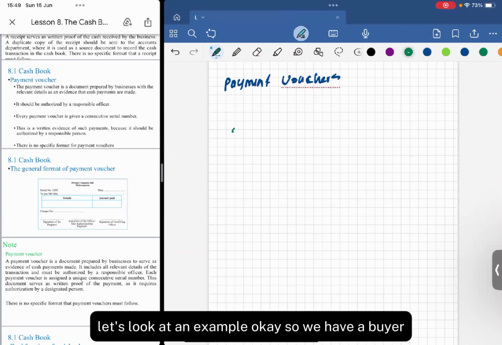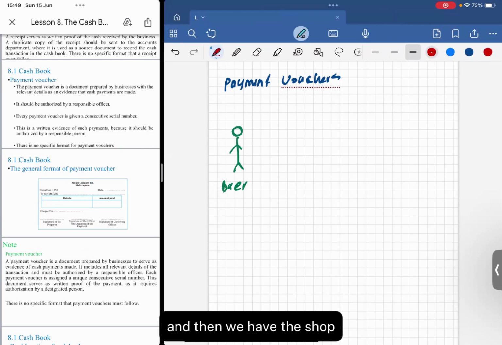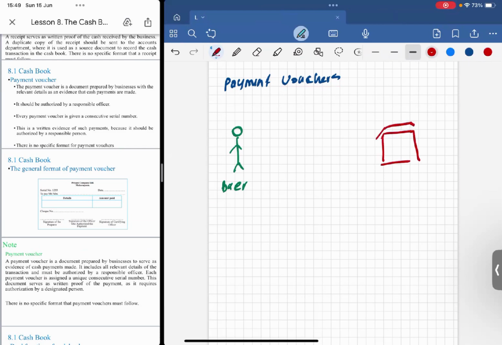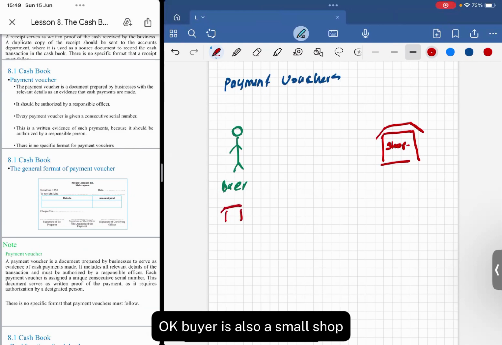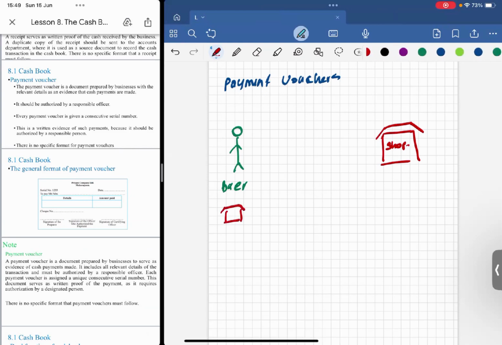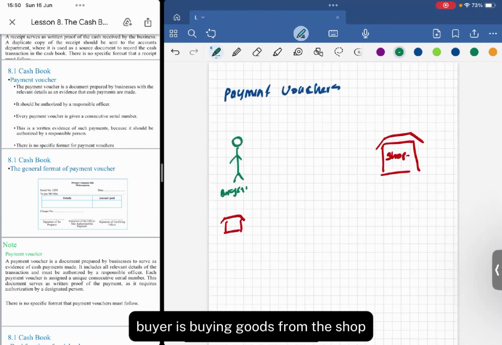Let's look at an example. So we have a buyer, the same example that we looked into, and then we have the shop. Now, the buyer is also a small shop. Now, what happens is the buyer is buying goods from the shop.